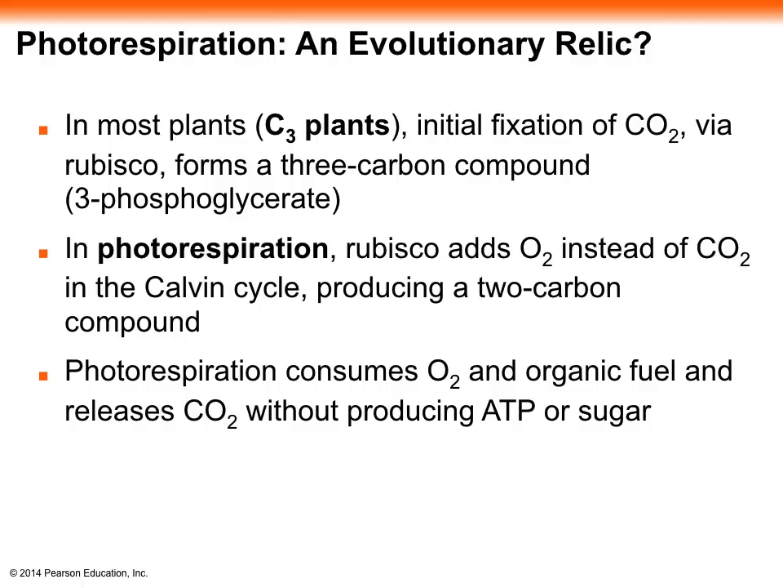In photorespiration, however, not photosynthesis and not cellular respiration, but photorespiration, when those stomata close, rubisco actually uses up that toxic oxygen. It actually adds O2 instead of CO2 in the Calvin cycle, producing a 2-carbon compound. Photorespiration actually consumes O2. We usually don't see this in plants, right? O2 is a product and leaves the plants and CO2 enters the plants.